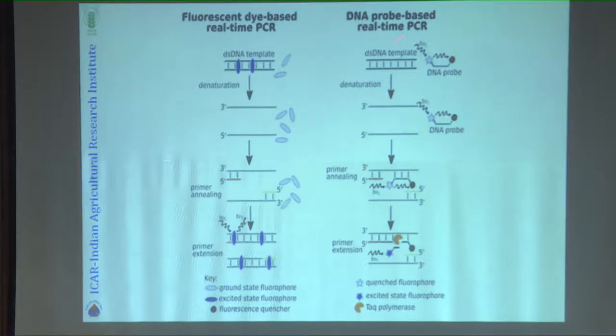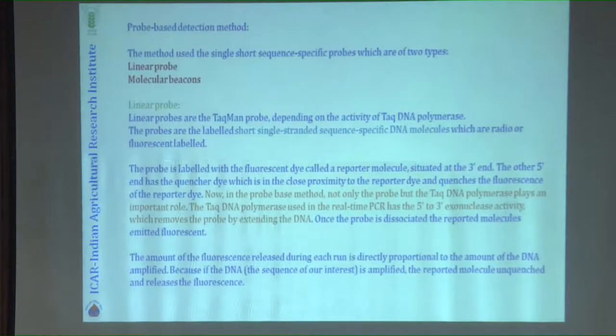The other method is called DNA probe based real-time PCR. We create a probe which has both a fluorophore and a quencher. The probe is an addition which is very specific for the area of interest, or specific to the template which you want to amplify, and I will explain that in a couple of other slides. So we have a probe-based detection method which uses linear probes or molecular beacons.